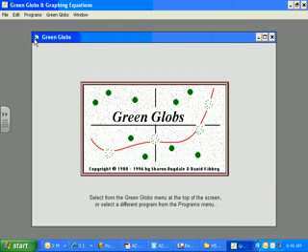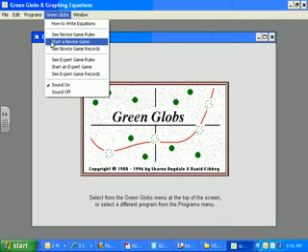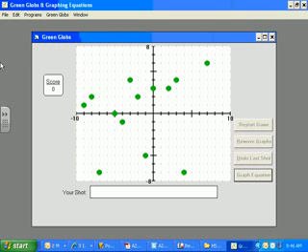After you do that, then you go to programs. Instead of linear and quadratic graphs, you're going to go to green globs. Then you choose start a novice game. What you do is put in linear equations to smash all the globs on there. When you get all of them off the screen, let me know what your score is. You're trying to get the highest score that you can today.